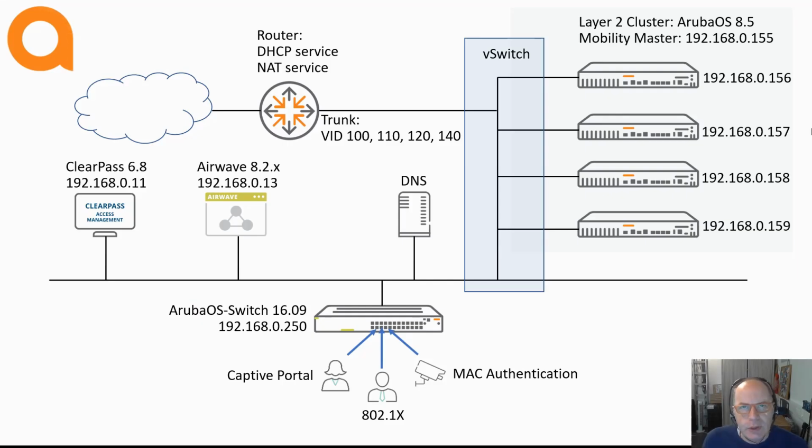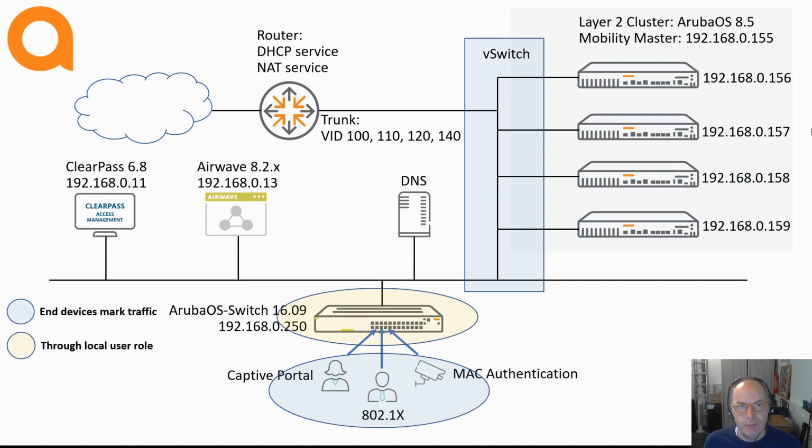We can distinguish three sources that initiate the marking of traffic. Marking is either done by the end device, or marking can be done by assigning an appropriate value in the user role assignment, either locally configured on the switches or downloaded from ClearPass. Now, before I show you the proof by running some network traces, let me explain both items.